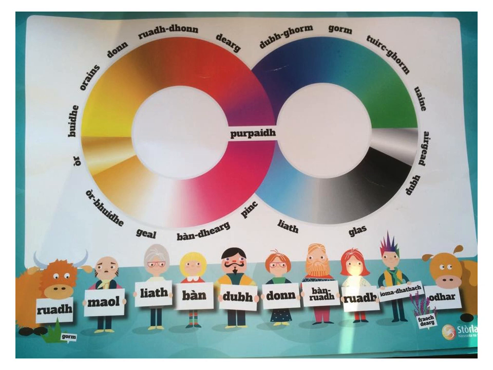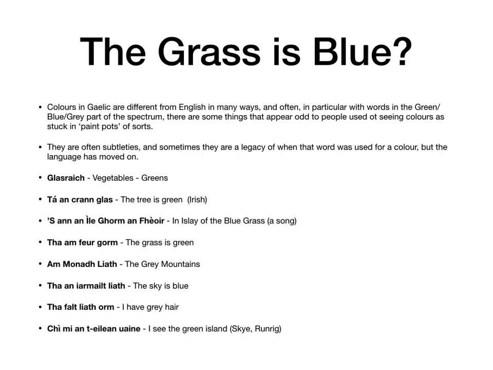Now we're going to come to this here. What's the problem? So colours in Gaelic are different from English in many ways. And often, in particular words, in the green, blue, grey part of the spectrum, there are some things that appear odd to people used to seeing colours as stuck in paint pots of sorts, as I said. They are often subtleties, and sometimes are a legacy of when that word was used for colour, but the language has moved on. So, when we look at food, you'll encounter this word here, glasrich.